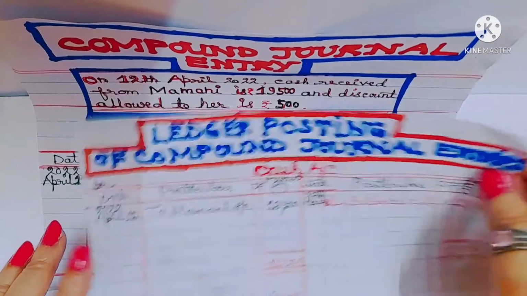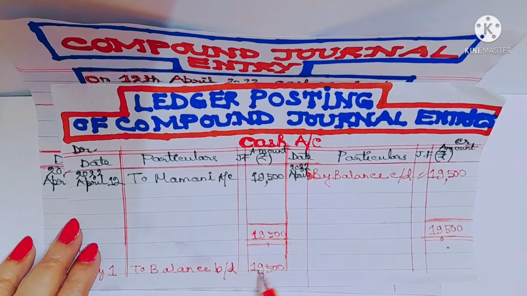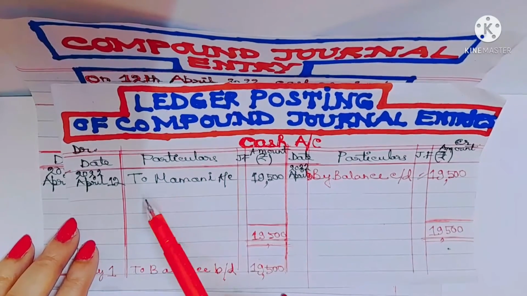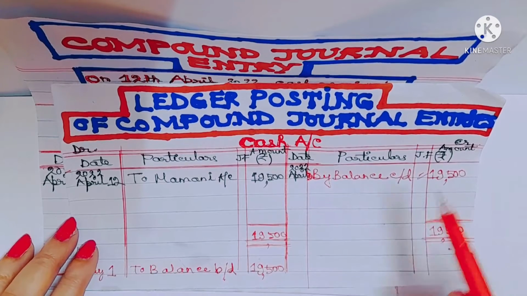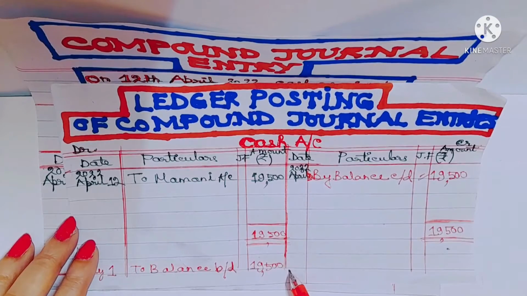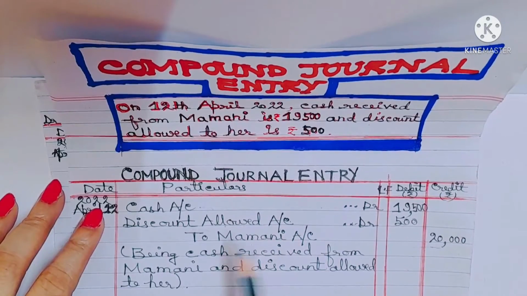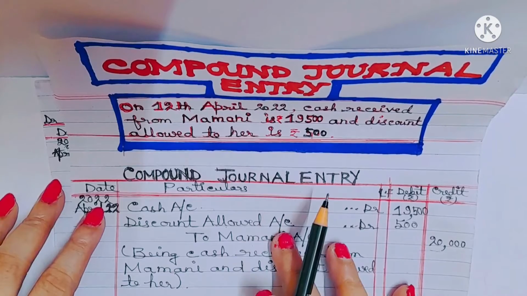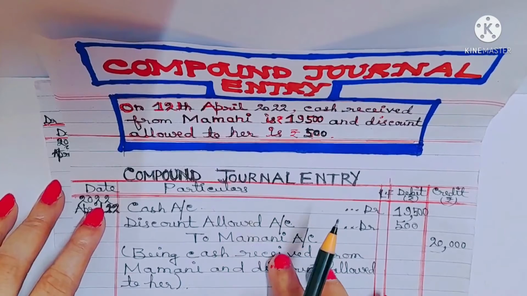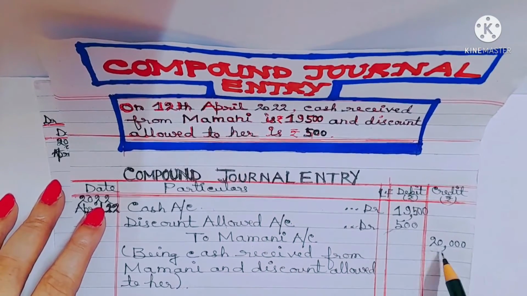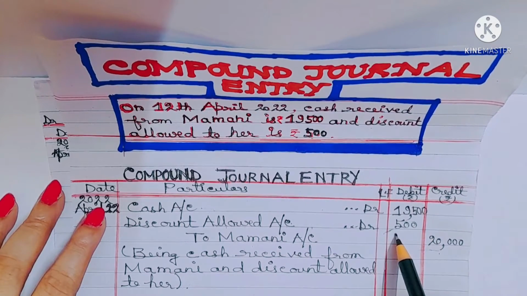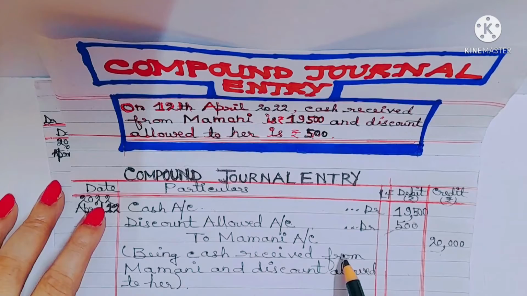Now see, I forgot to tell you, is the cash account a debit balance or a credit balance? Obviously a debit balance. Why? Because the debit side is greater than the credit side. Moreover, to balance BD is beneath the debit total, 19,500. We are preparing discount allowed. What is the amount? 500. Don't write 20,000. We are not preparing the Mamuni account. Understood? Clear?